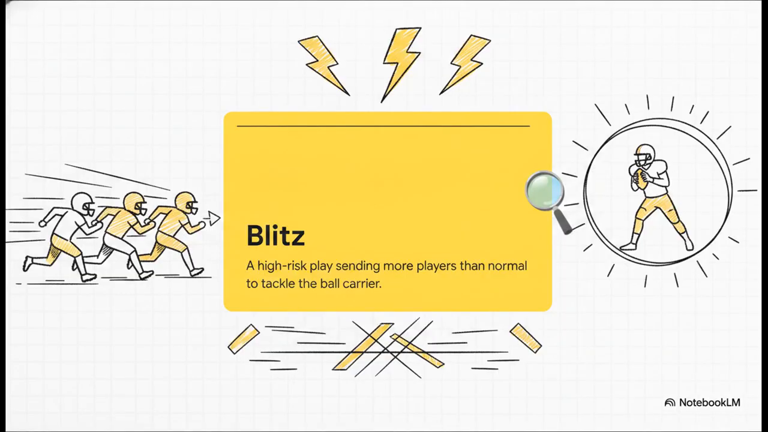But hey, the defense obviously isn't just going to sit back and let the quarterback get comfortable, right? And this brings us to the blitz. A blitz is a high-risk, high-reward tactical strike. It's when the defense sends more rushers than normal to absolutely overwhelm the O-line. They basically want to destroy that pocket before the quarterback even has a chance to react.